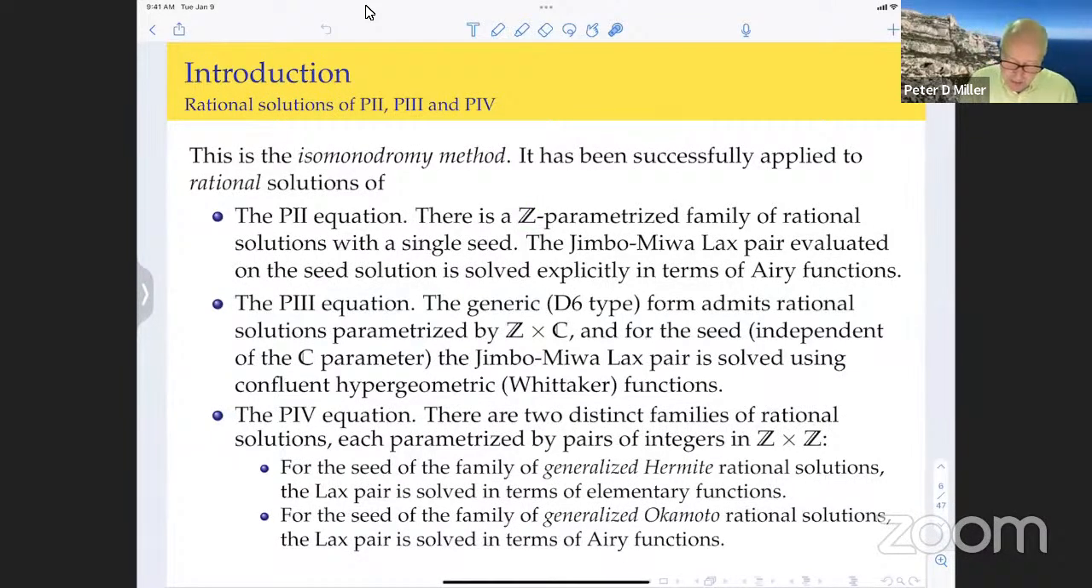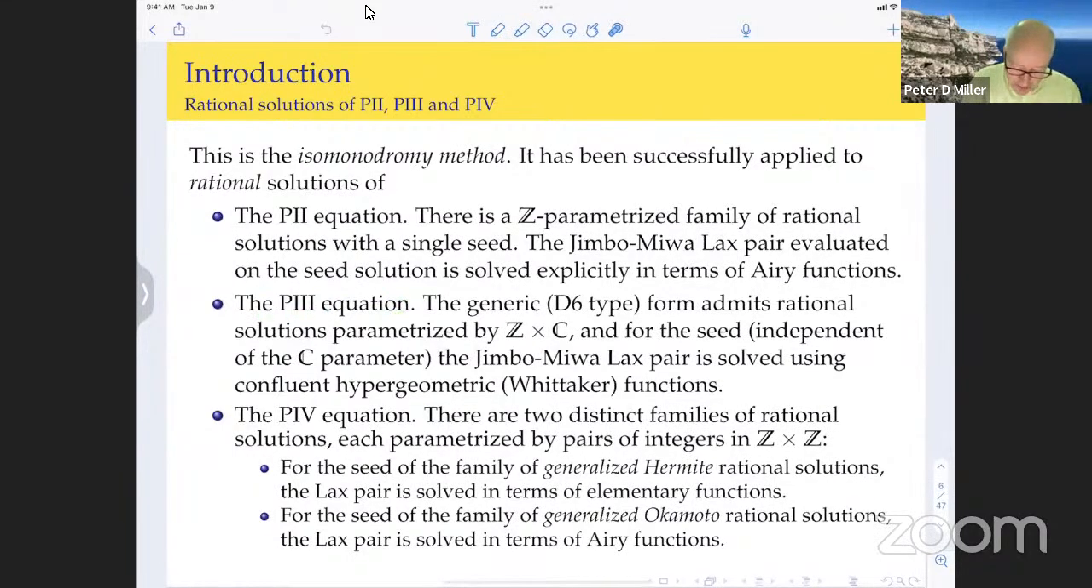And in this setting, if you look at the Jimbo-Miwa Lax pair for the Painlevé-II equation, and you plug in the seed solution, which is just the zero function actually, then you find out that that's solved explicitly in terms of Airy functions. So the Lax pair can be solved explicitly in this Painlevé-II case, and here your friend is the Airy function.